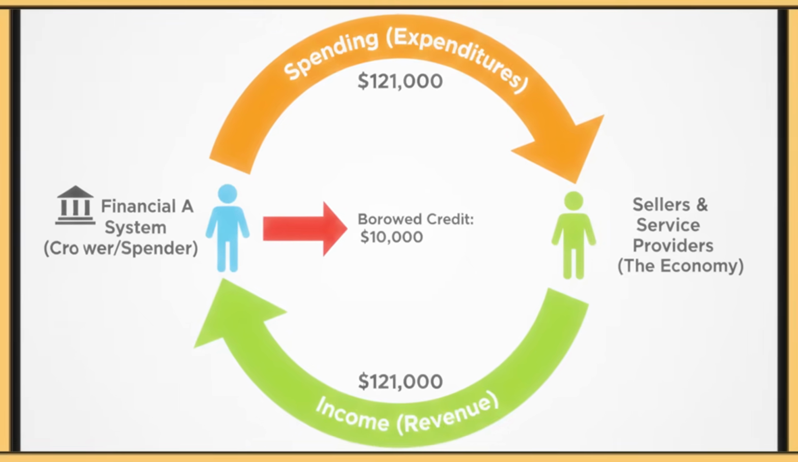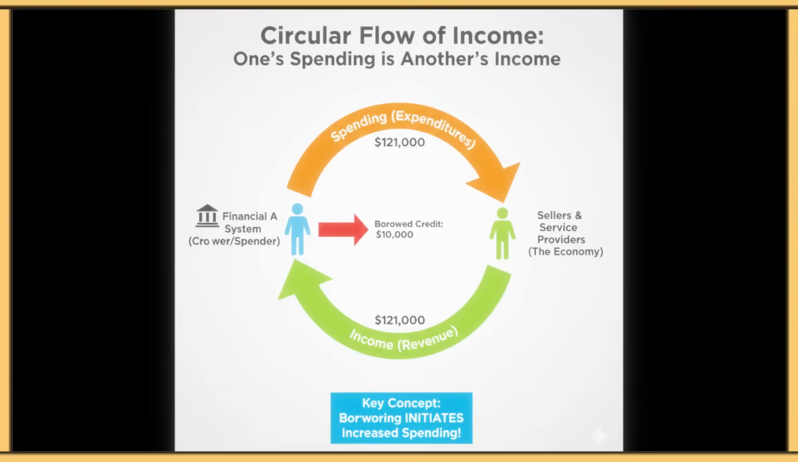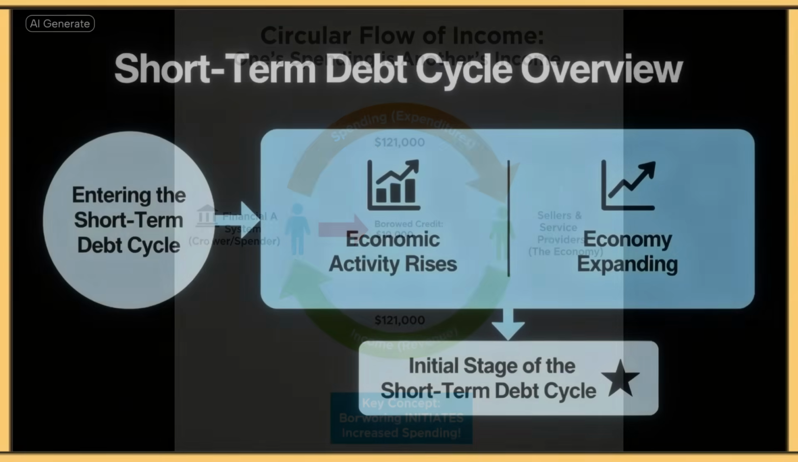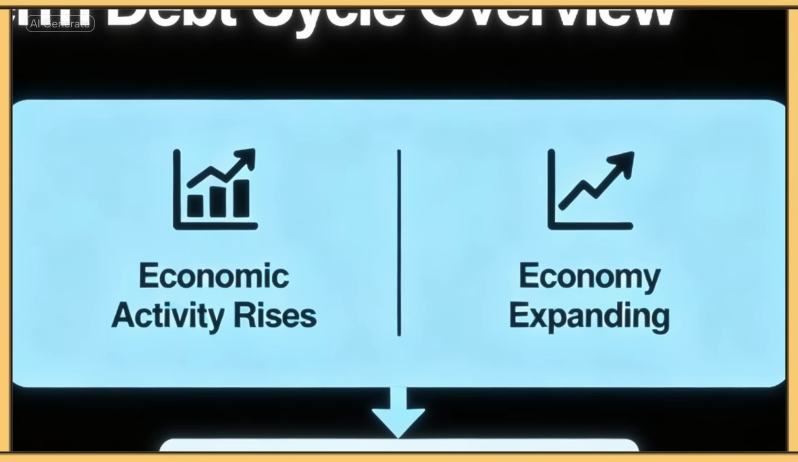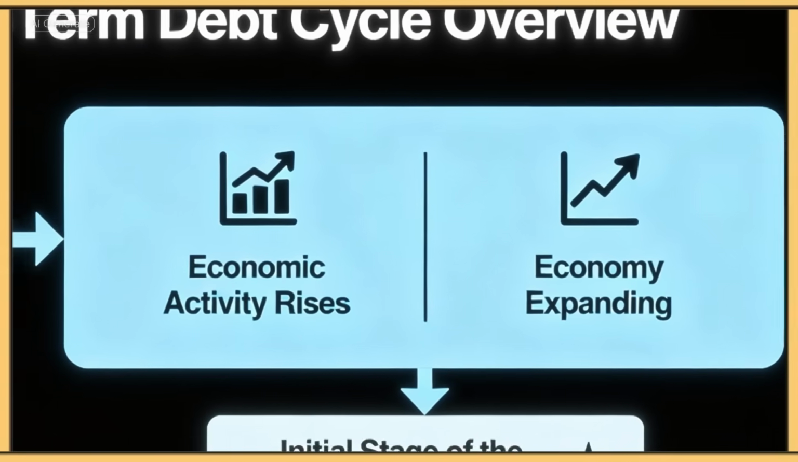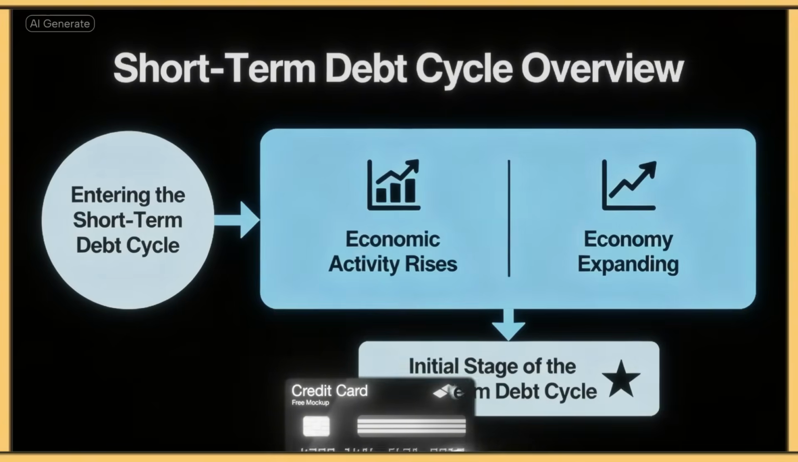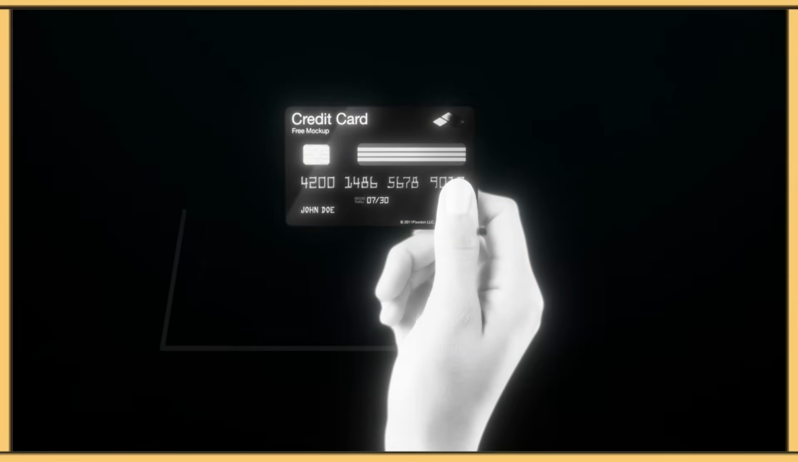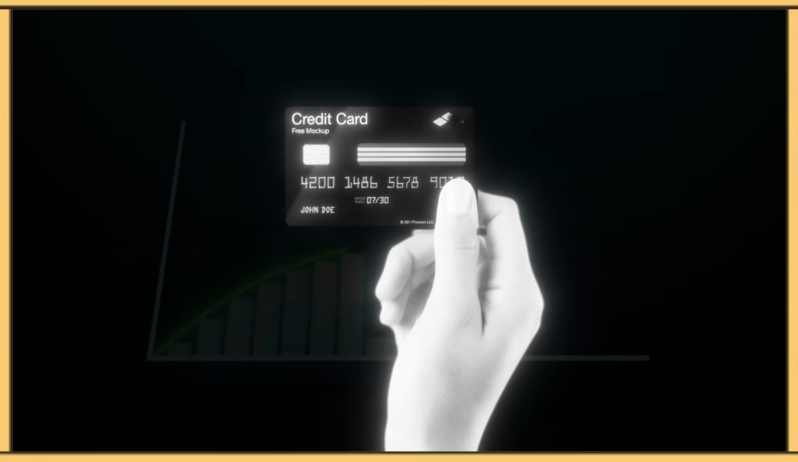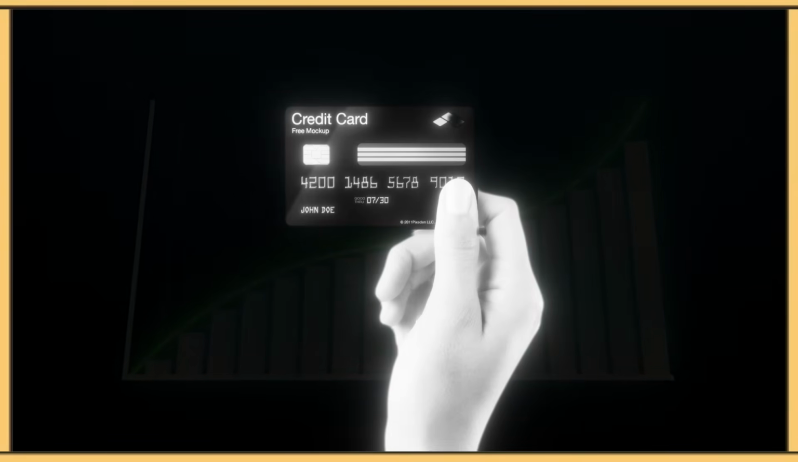But keep in mind that borrowing starts cycles. The cycle must eventually come down if it continues to rise. We enter the short-term debt cycle as a result. Our economy is expanding as economic activity rises. In the initial stage of the short-term debt cycle, prices begin to rise and spending keeps rising. This occurs because credit, which can be produced overnight, is the driving force behind the rise in expenditure. Prices increase when earnings and expenditure increase more quickly than the amount of commodities produced.